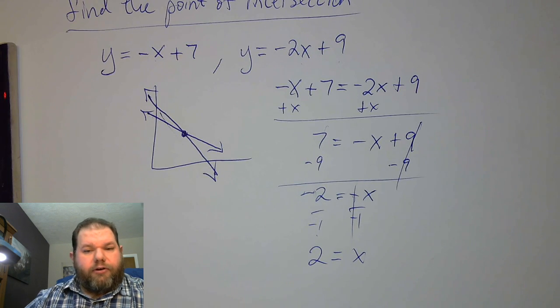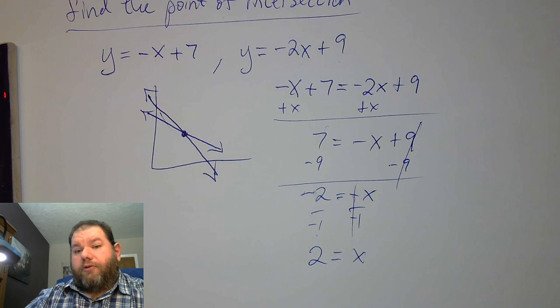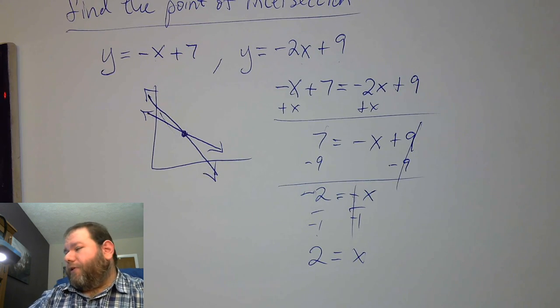I wouldn't necessarily encourage that because sometimes we can underthink or oversimplify some things, but yeah, it does end up being x equals 2 regardless. Now again, that's just our x value. What's our y value if x is 2?